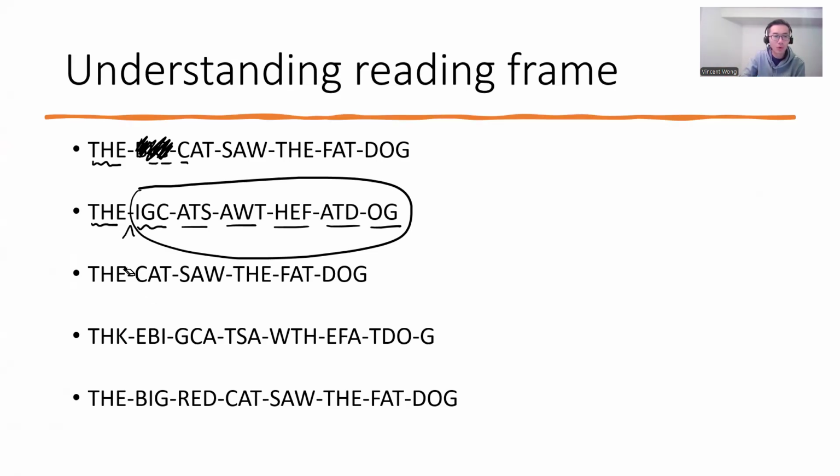Okay. I no longer know the cat. Like, was it the big cat? Was it the fat cat? Was it the red cat? I don't know. Okay. But I still have the sentence structure maintained.